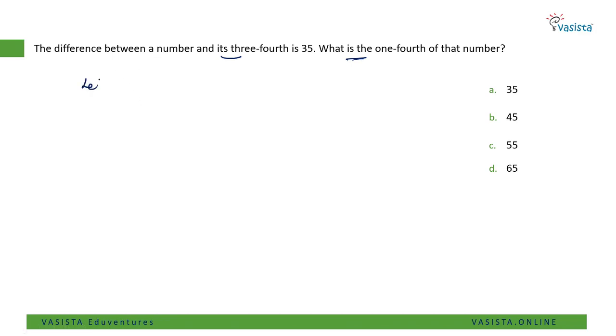So let the number be x. And its 3/4, the difference of this, is going to give us 35, right? That is x minus 3/4 x is equal to 35.